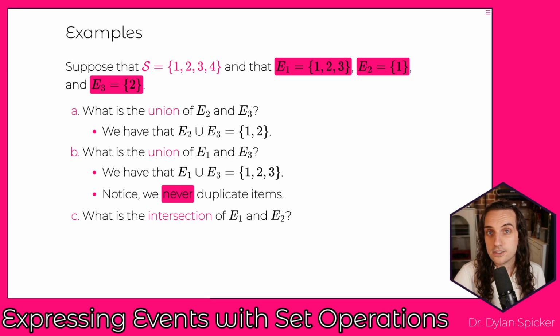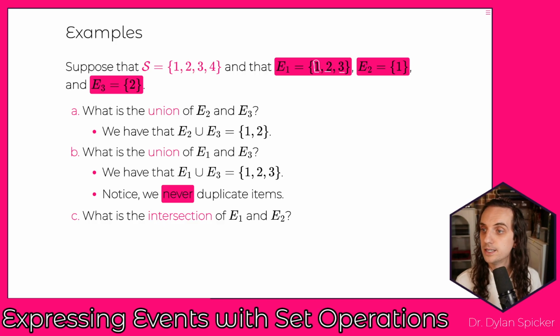Part C, what's the intersection of E1 and E2? So remember, the intersection asks us, well, what is common between these two different sets here? And so the first thing we're going to do is go to E1 and say, okay, we're starting with a 1, a 2, and a 3. And then we ask, well, which of these is also in E2? And we say, is the 1 in E2? And it is, right? So we keep the 1 there.